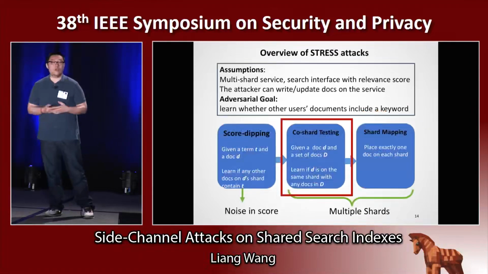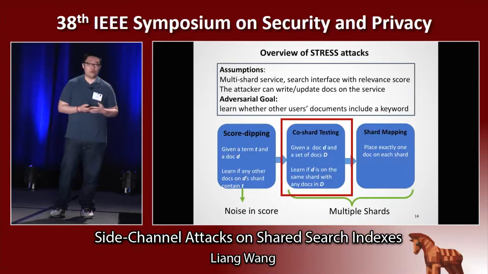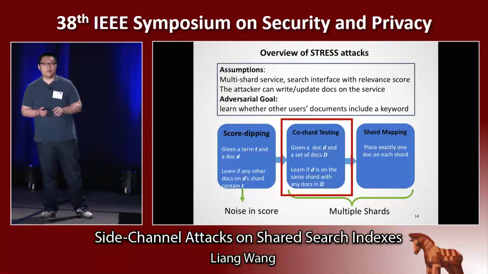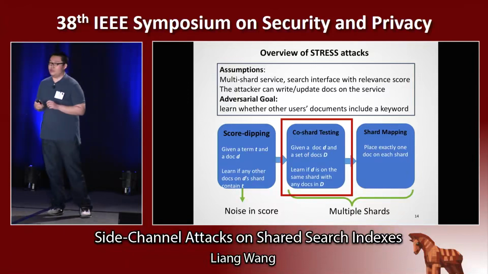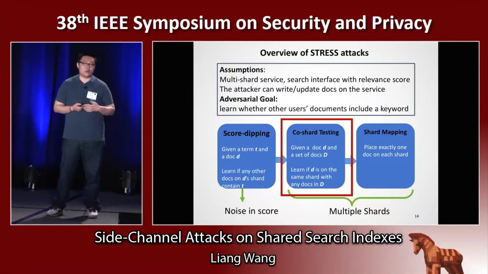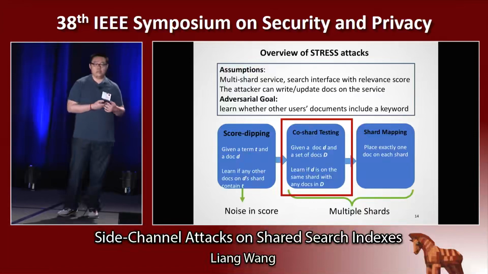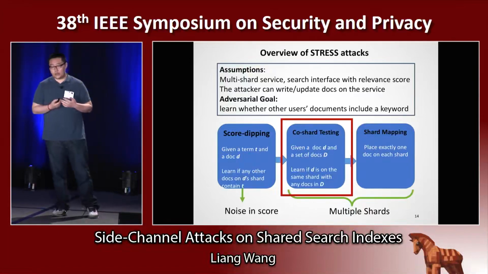So next, we use score deeping to build this subroutine called co-shard testing. It's very simple. We just create 2 documents with the same random string. And if their scores are lower than the baseline score, we know these 2 documents should be on the same index.